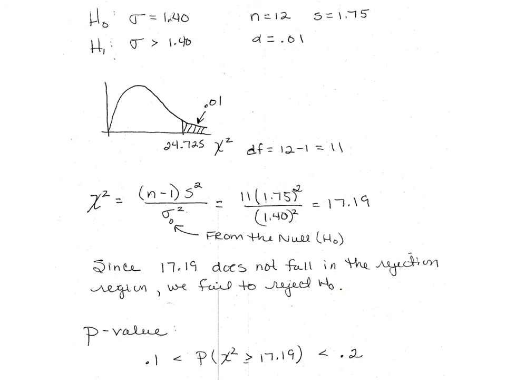We can also calculate the p-value. So we would look up to find where 17.19 falls on our table with 11 degrees of freedom. And we would see that 17.19 is going to fall between 0.1 and 0.2. So the probability that a chi-squared statistic would be greater than or equal to 17.19 is in between 0.1 and 0.2. This p-value is not less than our alpha value of 0.01. Therefore, we would not reject the null hypothesis.